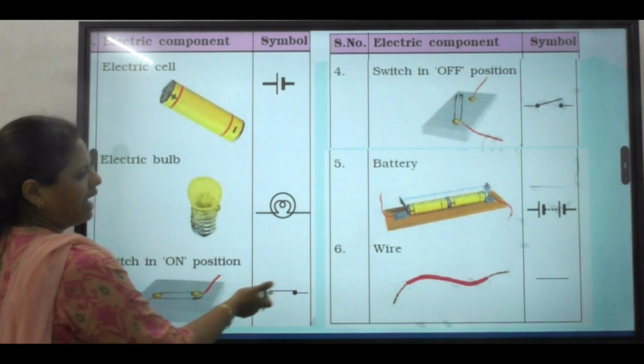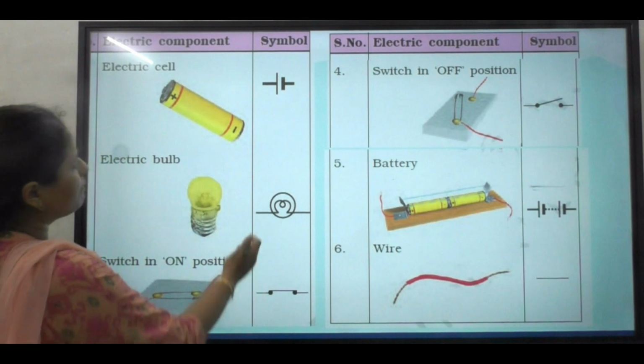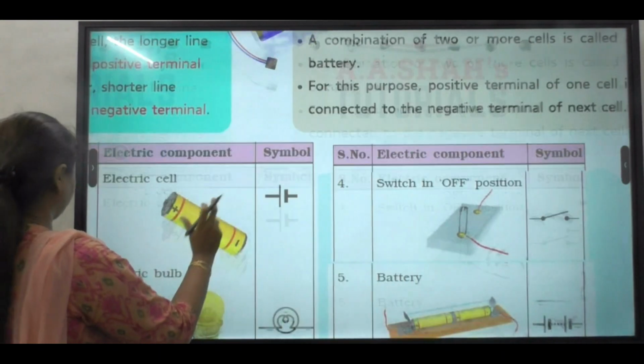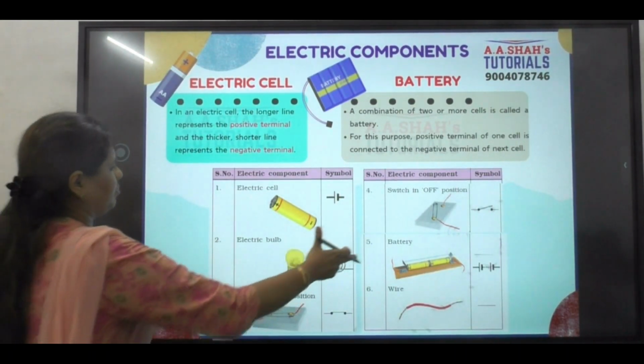And a wire is denoted by a straight line. So these are the denotations. An electric bulb is denoted in this manner. So this is the first slide which we complete, that is about the electric components.